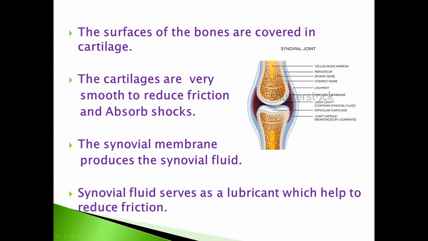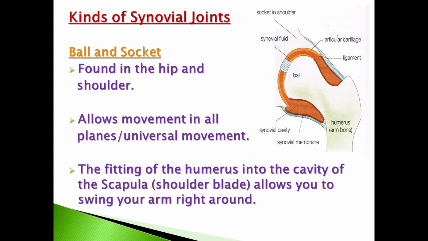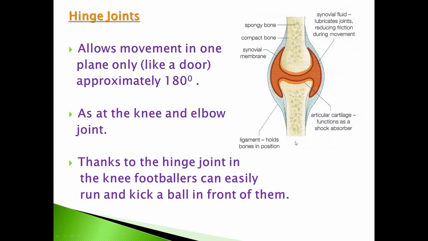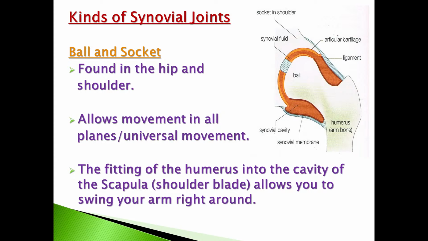The third pointer: the synovial membrane produces the synovial fluid. That's why these joints are called synovial joints, because there's a section on it known as the synovial membrane. On this slide you're seeing the labeling for the synovial membrane, the brighter brown section there. So the synovial membrane produces a fluid, and that fluid is known as the synovial fluid.